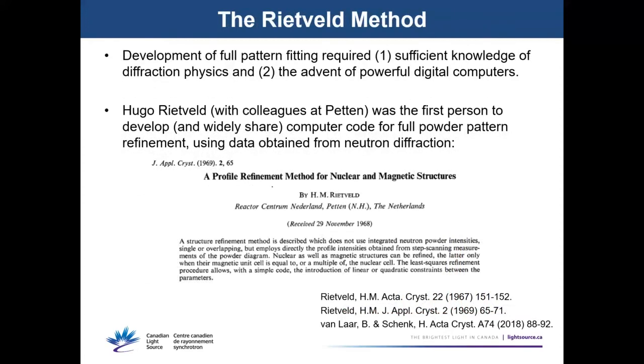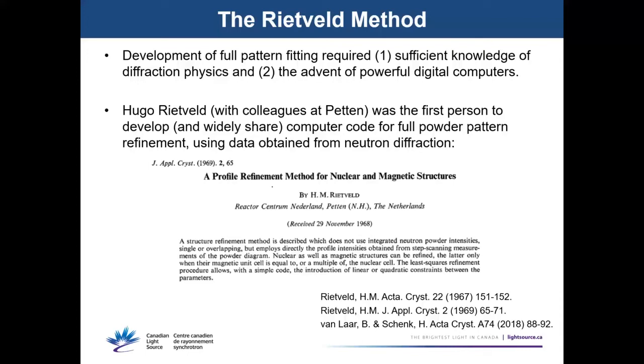Two things were required for the development of the Rietveld method. We needed enough diffraction theory and physics to be able to sufficiently describe the patterns, and we needed powerful enough computers to implement the method. And these two criteria converged in the 1960s.